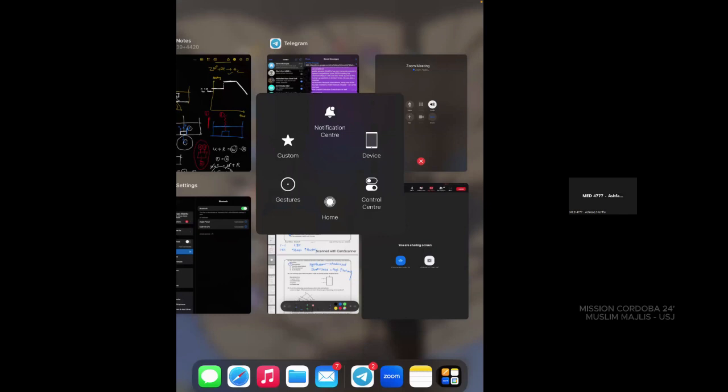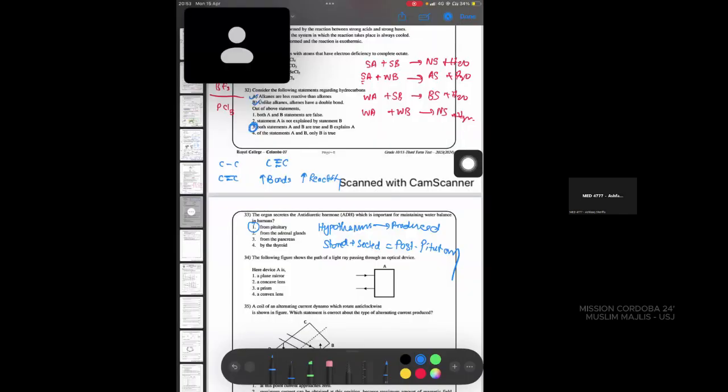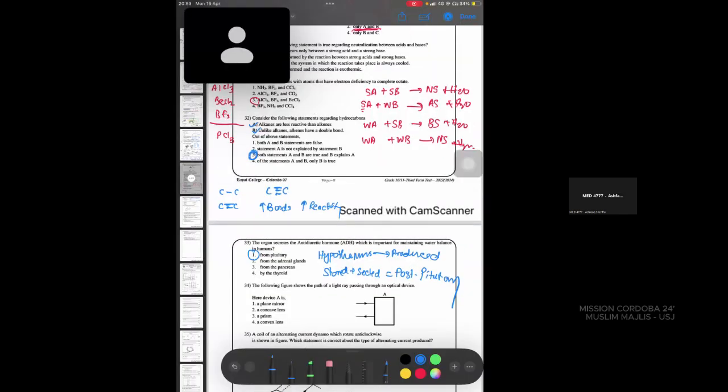Right. Alkanes have single bond, alkenes have double bond, alkynes have triple bond. So more the number of bonds, more the reactivity. So A is telling alkanes are less reactive than alkenes, correct? Because alkanes have only one bond, alkenes have double bond. Unlike alkanes, alkenes have double bond, true. So both A and B are true, but B will explain A.